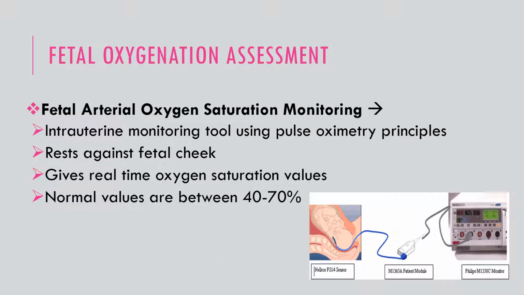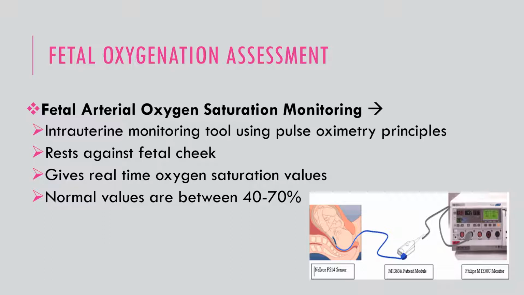We can also monitor fetal oxygen saturation, and that can be done by using a type of intra-monitoring tool that gives us a pulse oximetry for the baby, and it just plugs into the fetal heart rate monitor and gives you real-time oxygen saturation values for the baby. It rests right against the baby's cheek. Again, to place one of these, you would have to have ruptured membranes. You would have to be very aware of infection status from the mom.